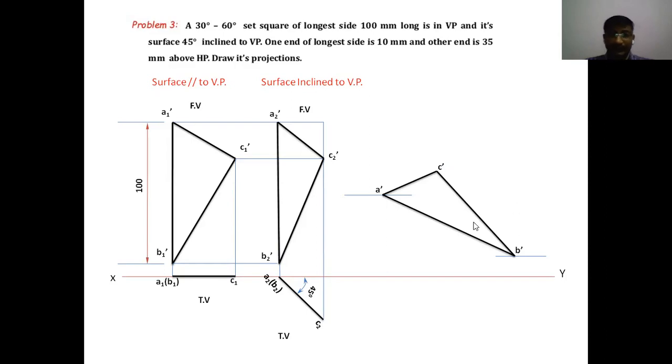give the dimensions for the given diagram. This is the 10 mm, given one end of the long edge is 10 mm from the XY line, and the other end is 35 mm. Okay, after getting the third stage front view, draw the vertical projectors from each point of the front view: from A dash, from B dash, and from C dash.